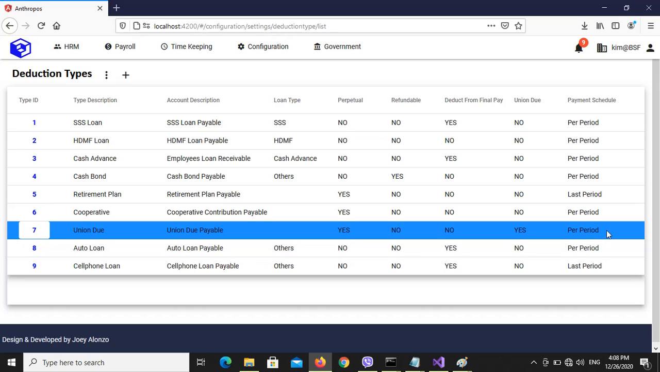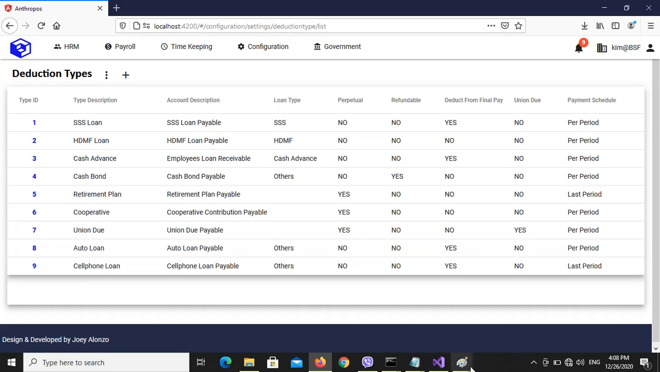And finally, the payment schedule. So you need to specify whether it is per period or the last period. So same as the compensation type. If it is per period, it will be deducted per period. But if it is last period, then it will only be on the last period. So if it is on the first period, it will not be deducted. Okay?